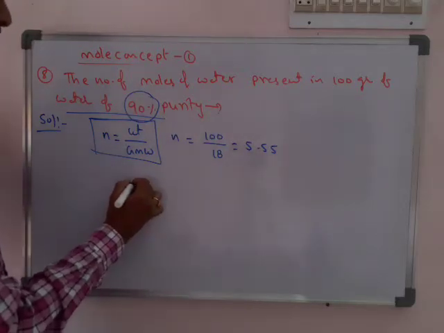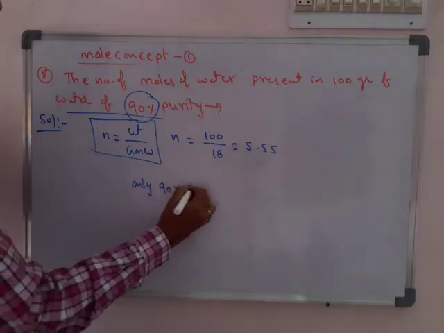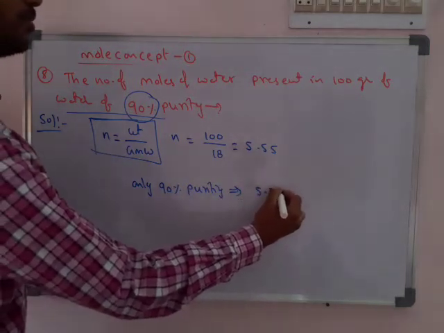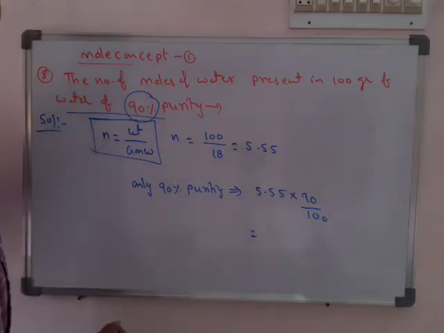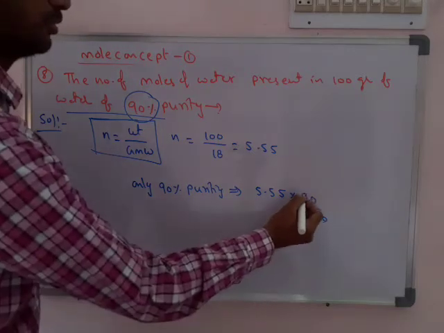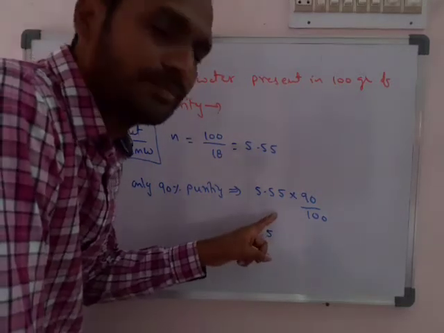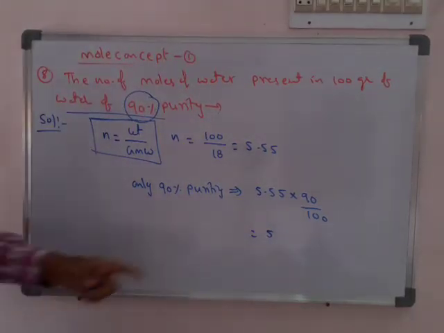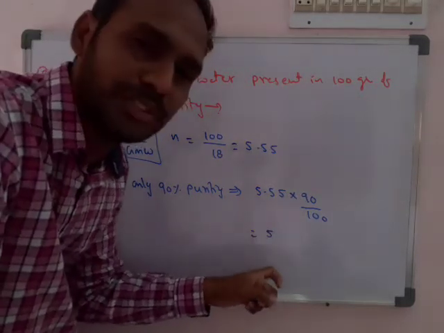Only 90% purity, so the moles we have to take only 90%. So on this calculation we will get, I think, exactly 5. If it were 100%, we would have 5.5 moles, but because it is 90%, it is only 5 moles.